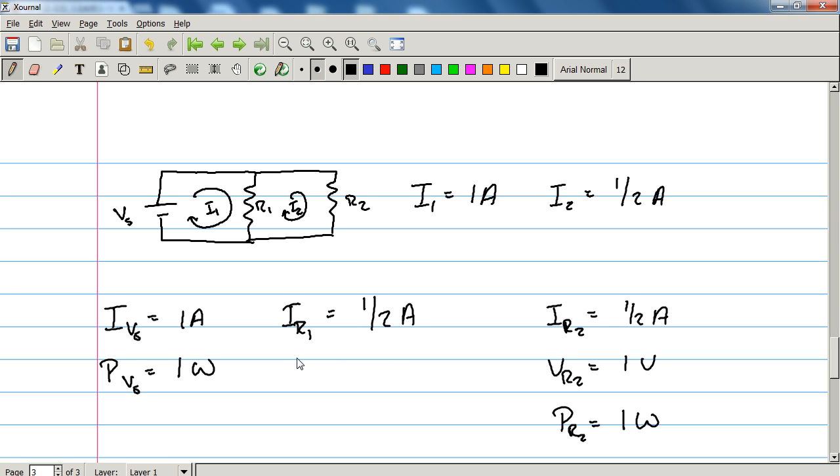And then from that, you can solve for everything else. Voltage across R1 is 1 volt, and the power delivered is... oh, this shouldn't be that. This should be 1/2 watt. What am I doing? 1/2 watt, 1/2 watt. I made a mistake in my notes. I didn't do the math. That was silly of me. Okay.